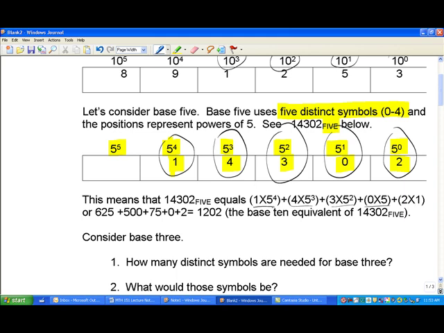So 1 times 5 to the 4th is 625, 4 times 125 is 500, 3 times 25 is 75, 0 times 5 is 0, and 2 times 1 is 2. And so the base 10 equivalent of 14302 in base 5 is 1202.